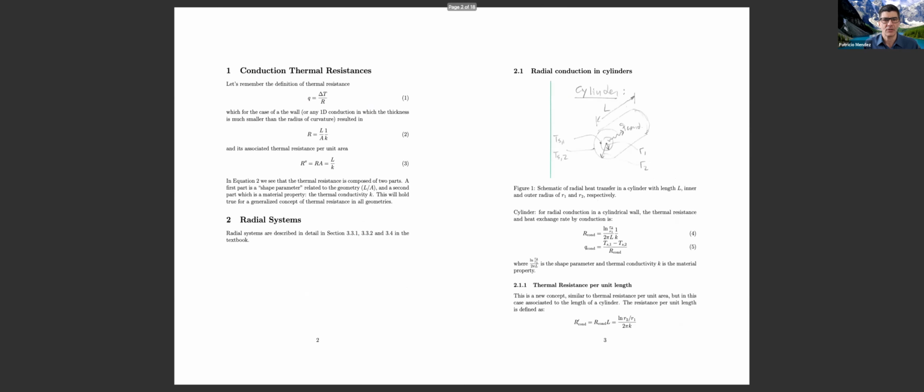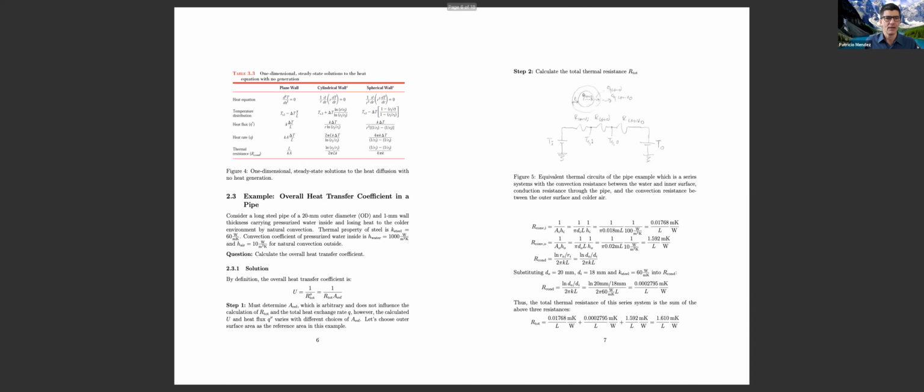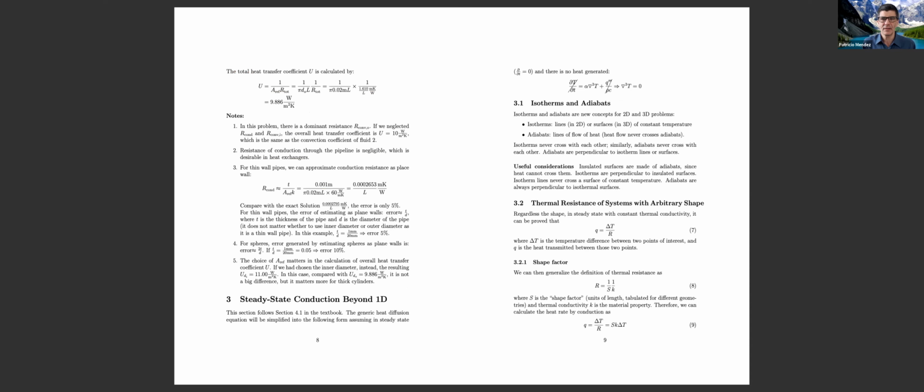We saw that the concept of thermal resistance could be generalized to spheres, to cylinders, and then we looked at heat transfer coefficient. We had the concept of overall heat transfer coefficient. That is what we use in heat exchangers or in construction materials, for which you also have a list in this handout. So if you want to calculate the overall heat transfer coefficient of the windows in your house. And then we talked about isotherms and adiabats.